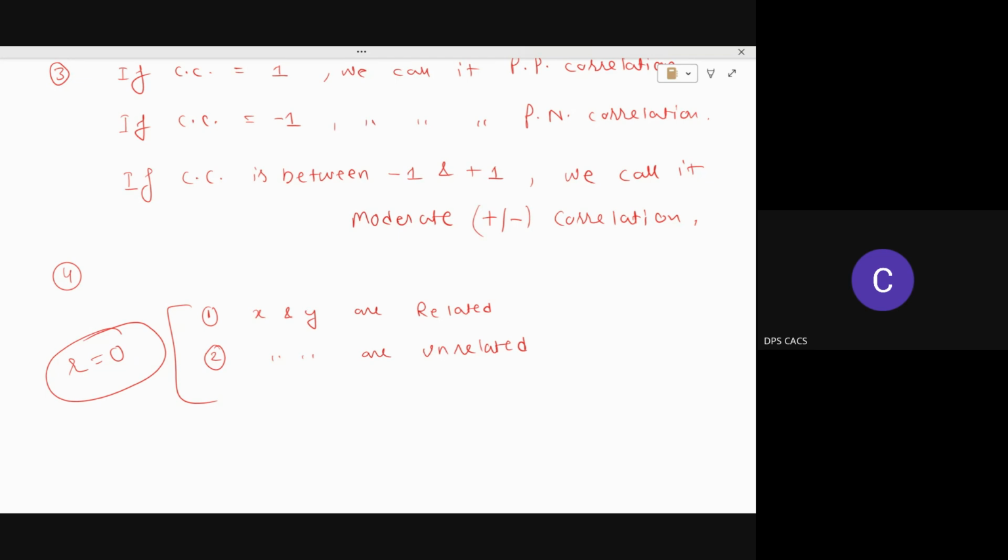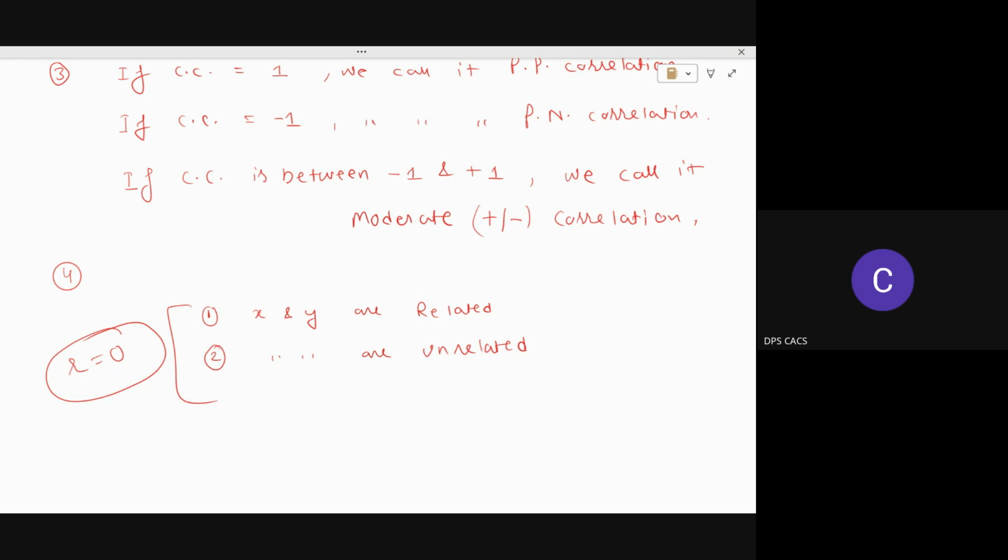Two variables can be unrelated, still their correlation is 0. So in exam, they will confuse you. They will give you R is equal to 0. Which of the following is true? Option A, variables are unrelated. Option B, variables are related. Option C, either of them is possible. I'll mark either of A or B. Means A is possible, B is possible. They can be related, they can be unrelated.